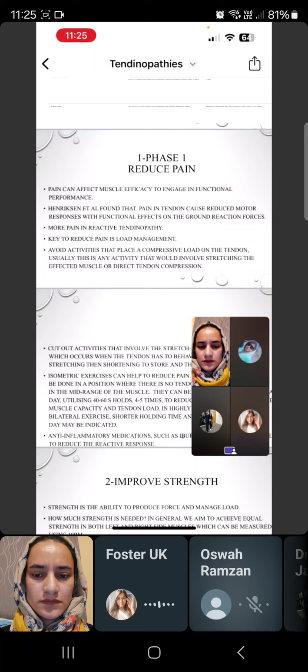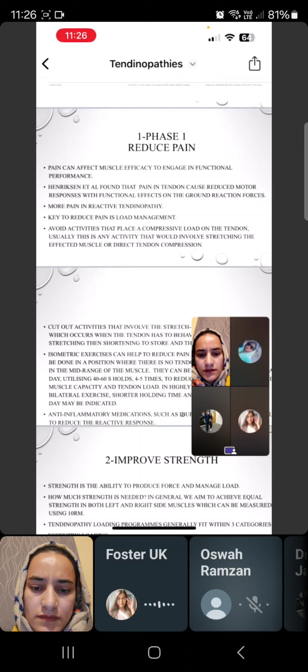So in the first phase, you'll be just managing the load. You're managing pain with painkillers. You're managing load in a way that you're avoiding those activities that gave him the injury in the first place, like walking, jogging, running. I'm going to discuss in detail what those activities are. Avoid activities that place a compressive load on the tendon. Usually, this is any activity that would involve stretching the affected muscle or direct tendon compression. When you stretch, you're increasing the tensile forces on the tendon.